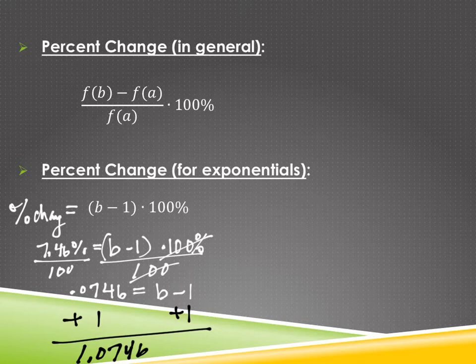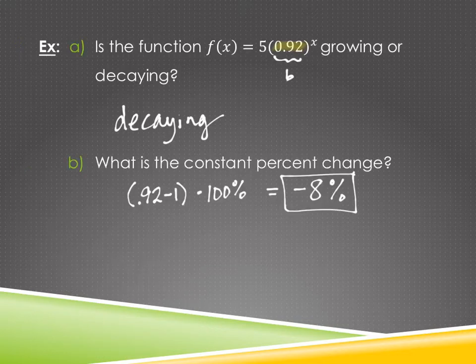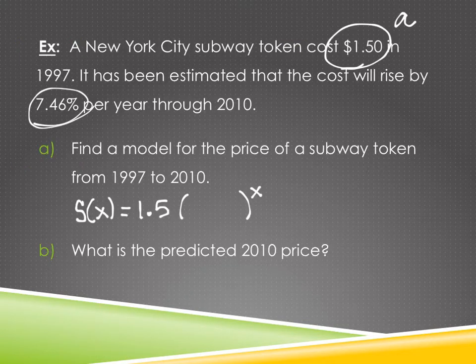Now let's talk about why that makes sense so that you don't necessarily have to do all of the details that I just did every time. This 1 right here represents that it was 100% to begin with. It's 100% of the cost we had already. The 0.0746 represents the increase it had every year. So this is the 100%, and this is the 7.46%, but put into decimal form. So over here on my equation, I have 1.0746.